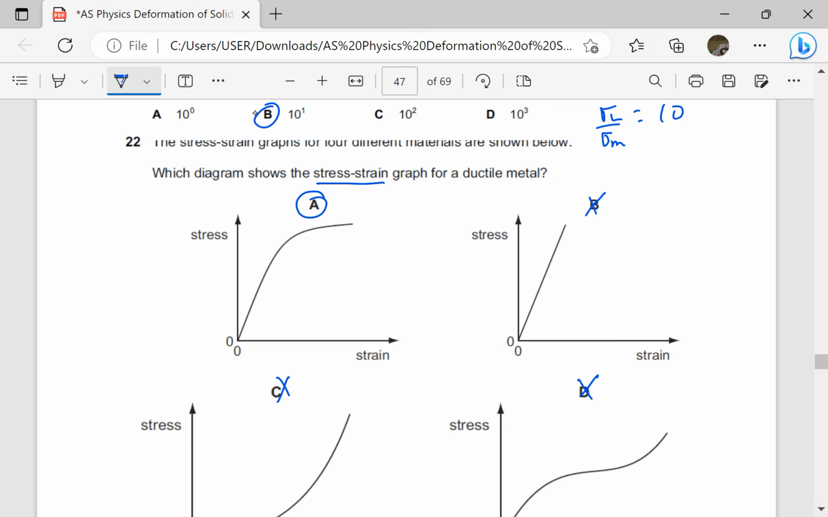Because here it is initially a straight line. Then when the elastic limit is exceeded, we see that plastic deformation is occurring. Yet here, this is showing a straight line perhaps up to the breaking point, and this is the behavior of brittle materials such as glass. So the answer is going to be A.